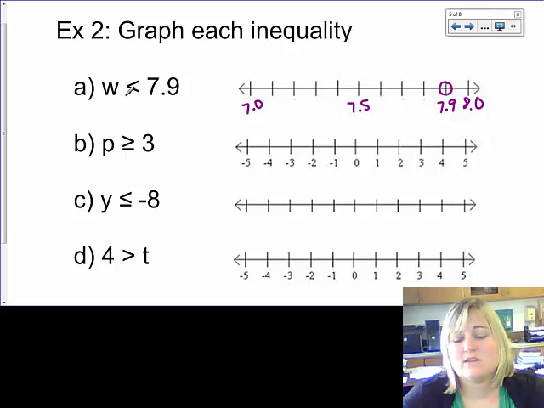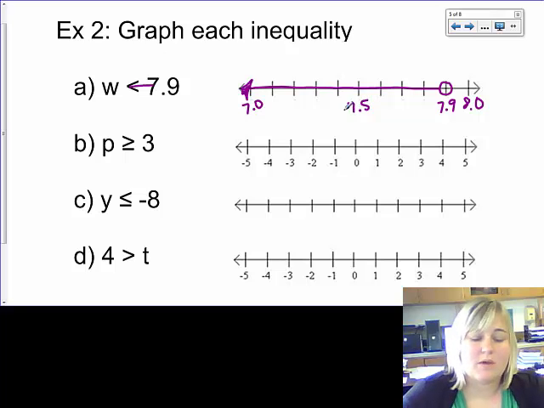I don't have an equal to, so I'm going to leave it as an open point. My variable's on the left-hand side, so I'm going to make my arrow, and it says to shade to the left. So I'm going to take my line all the way down my number line. This is representing that W is less than 7.9.